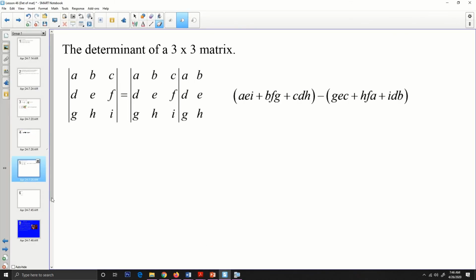If we were asked to do a 3 by 3 matrix, and again, here are our values.